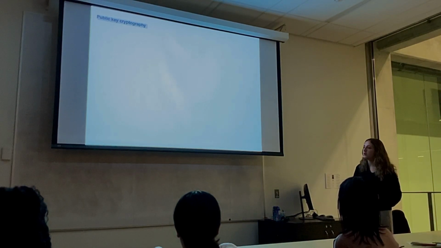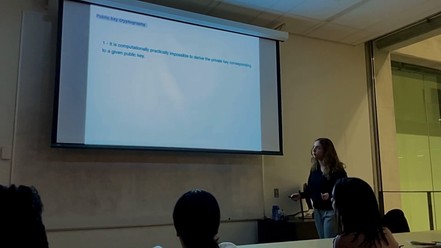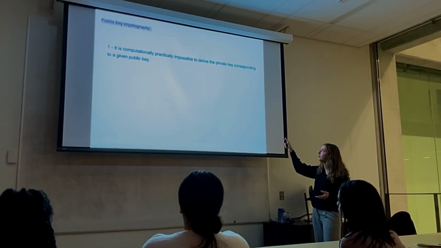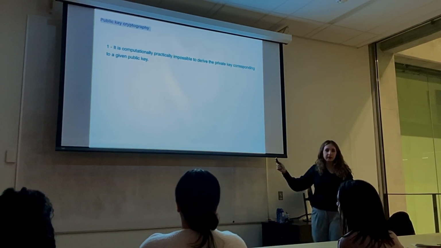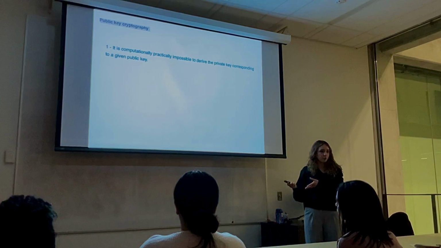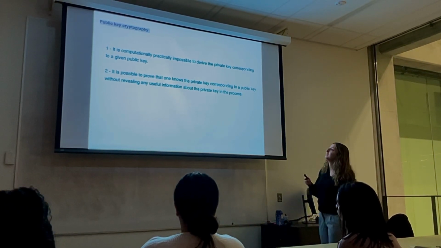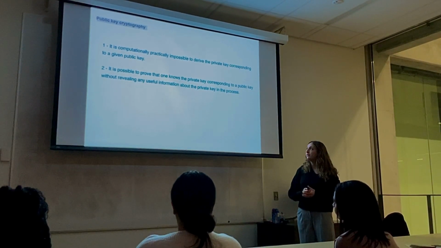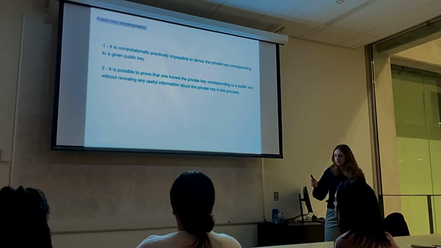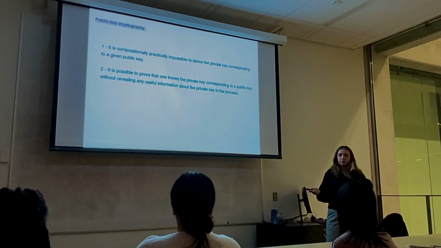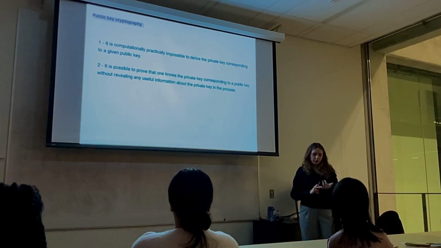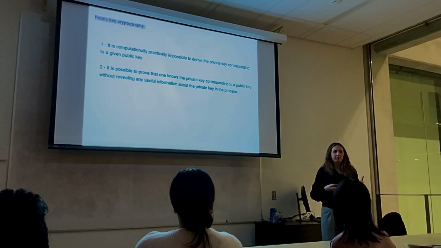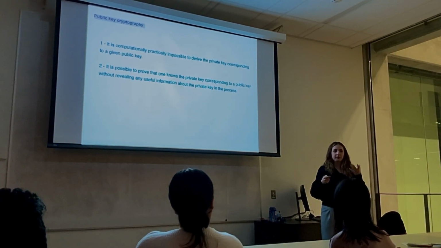To give an example, in cryptography, there are two main rules. The first one is that it is computationally practically impossible to derive the private key corresponding to a public key, which is possible on elliptic curves as we just saw earlier. The second rule is that it is possible to prove that one knows the private key corresponding to a public key without revealing any useful information about the private key in the process. These two rules can be obtained with elliptic curves, but also with other things, for example, RSA, which uses prime numbers. This is what most people use for now, RSA, because it's a little bit easier to use.